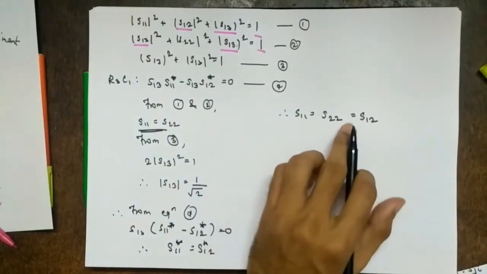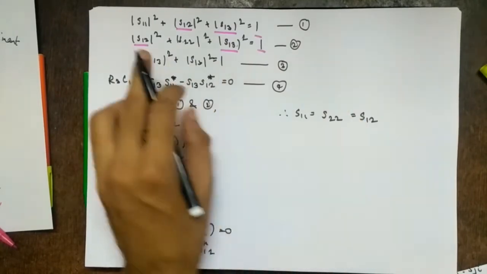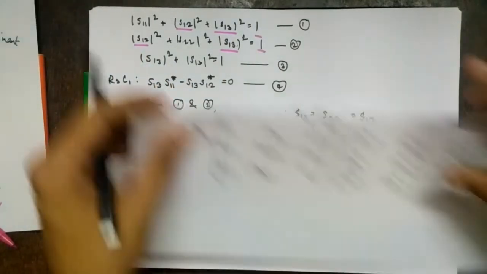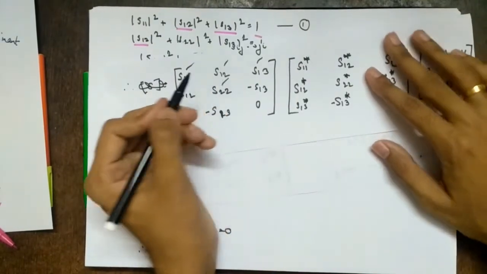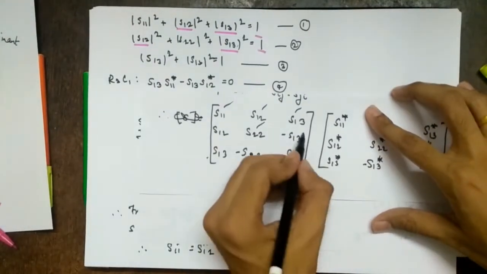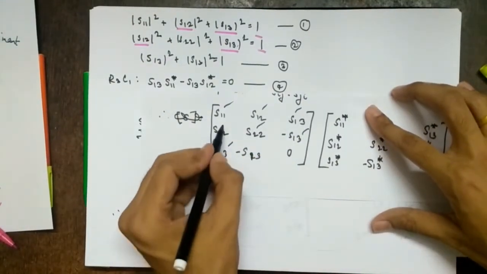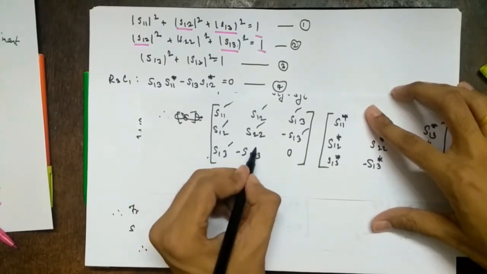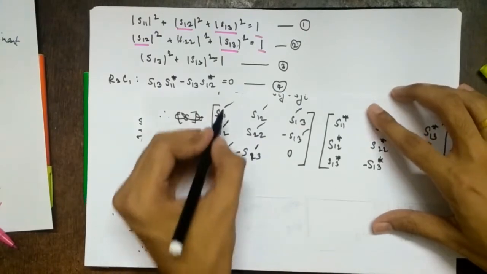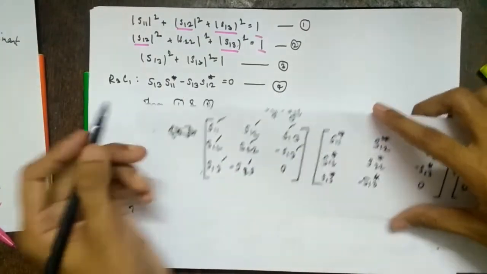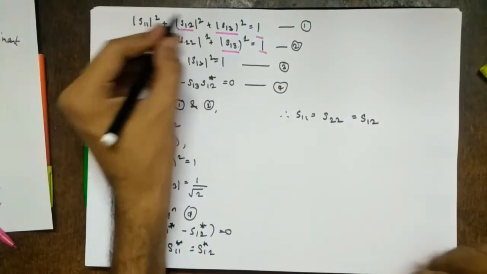We are done with 1, 1, 1, 2, 1, 3. Right? So what is remaining? 1, 1, 1, 2, 1, 3 we are done. 2, 2 we are done. So this is done, this is done, this is done. This is also done. But S11 value we don't know, right? So we can use this first equation.